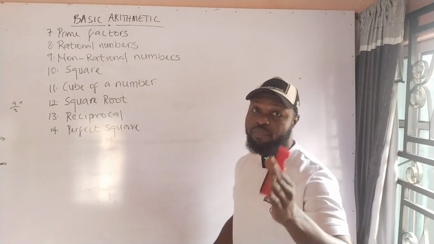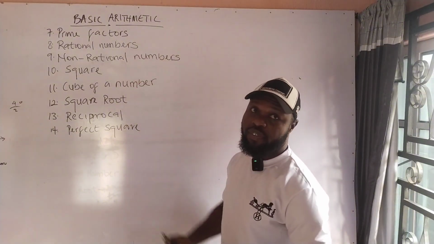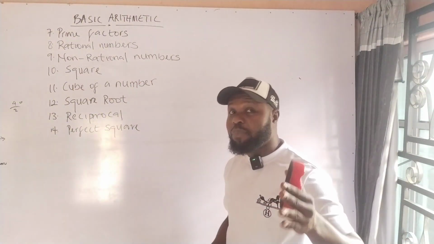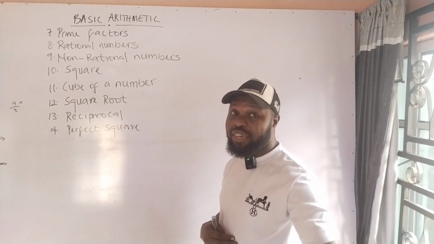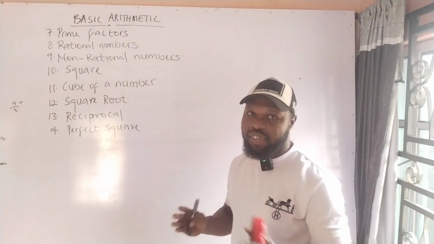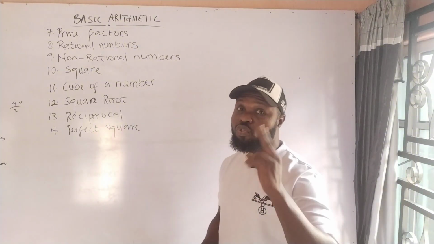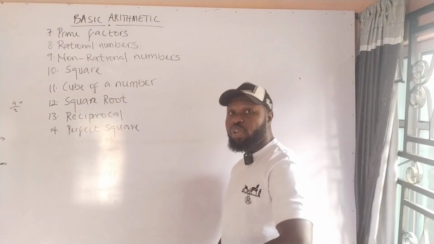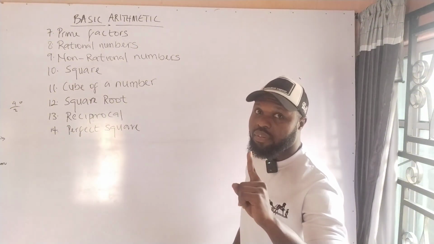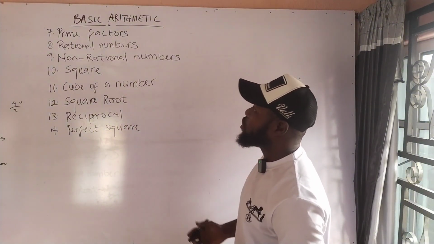In the previous video, we stopped at prime numbers, in which I explained prime numbers as those numbers which can only be divided by 1 and themselves. That is, prime numbers only have 2 factors, which are that particular number and 1. Today, we move to prime factors.